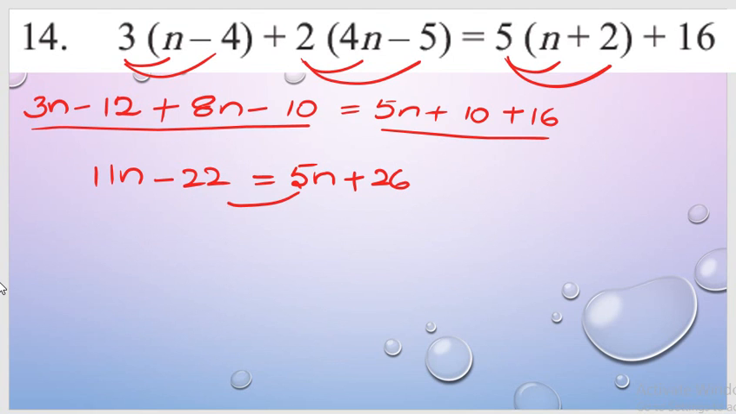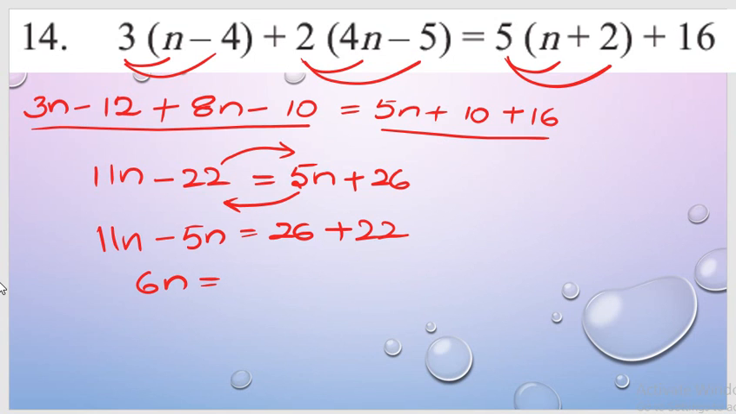Now what I am going to do? I am going to transpose 5n and minus 22 on either sides. Then what I am going to get? 11n minus 5n is equal to, already 26 is present, so this minus 22 will be transposed as plus 22. 11n minus 5n is nothing but 6n. So 6n is equal to, so this is nothing but 48. So n is equal to 48 divided by 6. So in 6 table 48, so 8 times. So from this I can say that n is equal to 8.